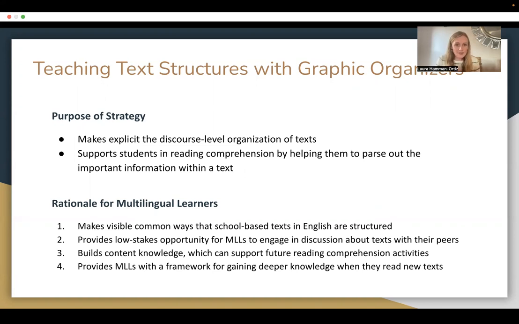So parsing out the text with a graphic organizer with a partner or a small group is a very low stakes activity. It also builds content knowledge, which can support future reading comprehension activities, and it provides multilingual learners with a framework to gain deeper knowledge when they encounter new texts. So those are a few of the reasons why I think this is a powerful strategy.